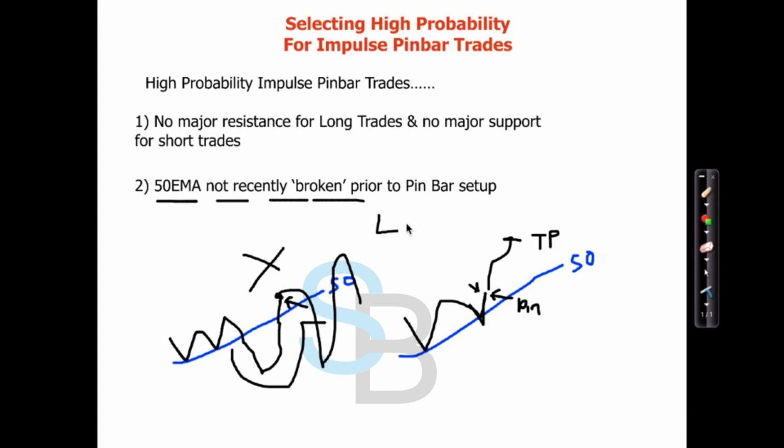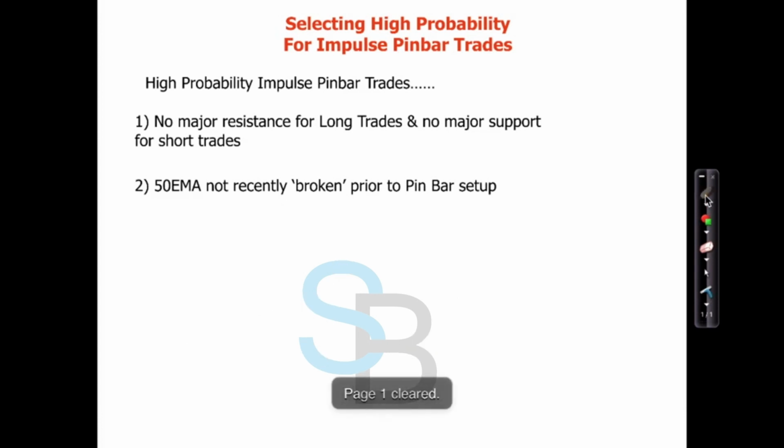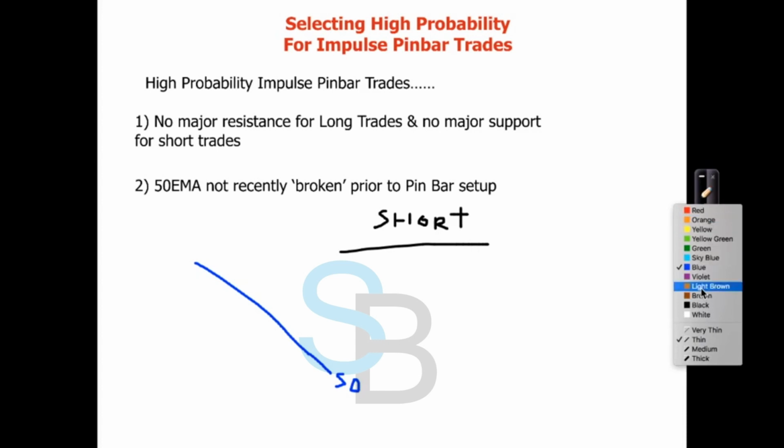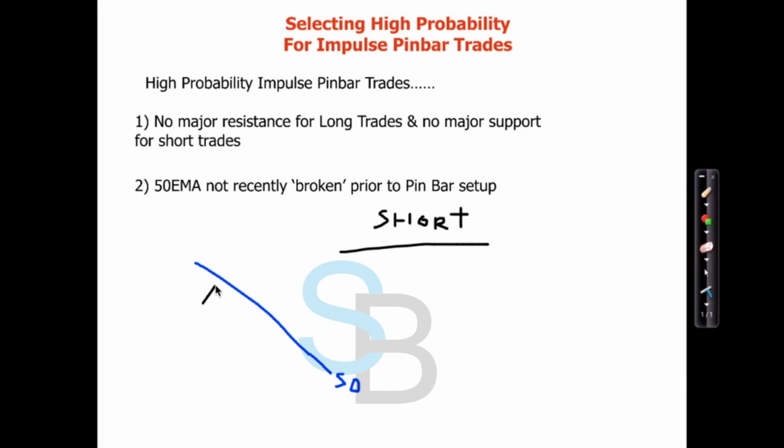So again, this is when you're going long. Now, how about going short? Let's look at a short example. So if I'm going short, what I do not want to see is, again, say this is a 50 moving average, and the price breaks above the 50, comes down like that, and then you have the pin bar pattern that appears.